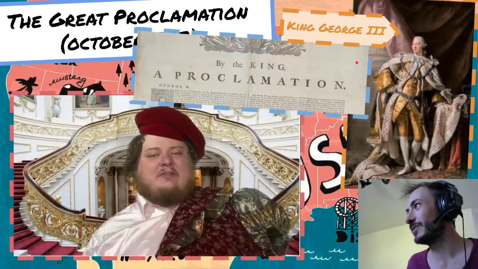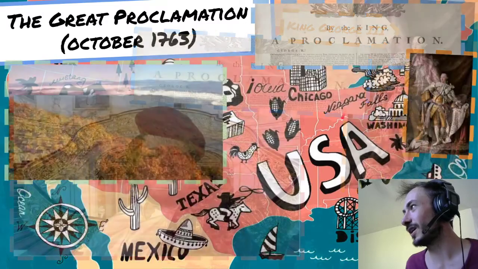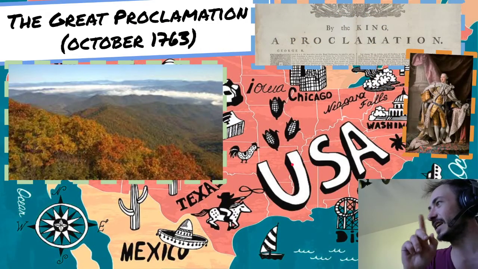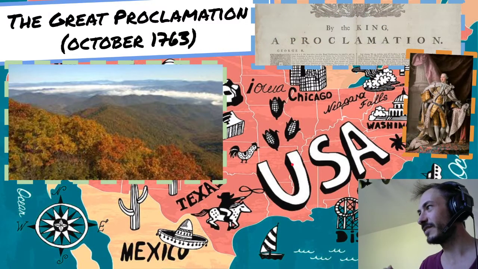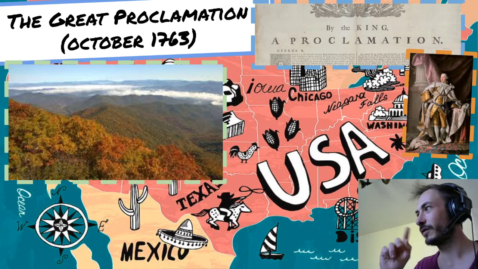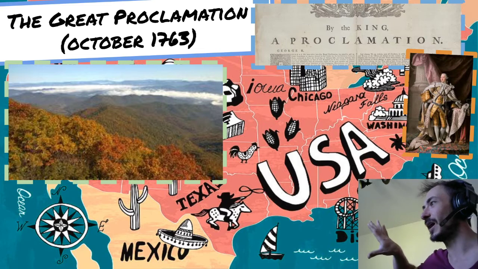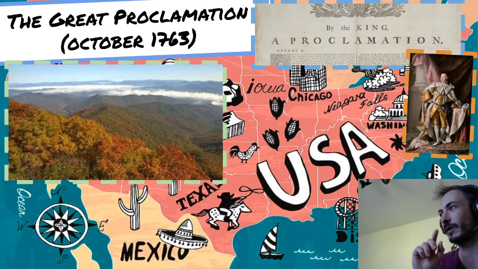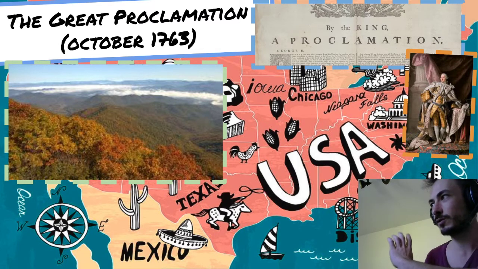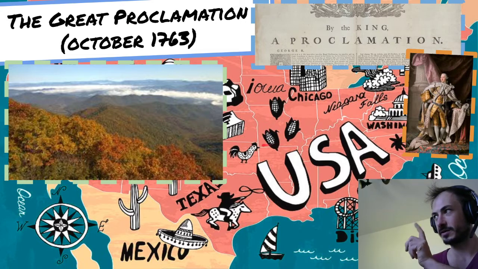And he proclaimed, King George III, he proclaimed that the English are not authorized to go west of the Appalachians. Okay, they are not authorized to continue to go to the west. Okay, it is not allowed.